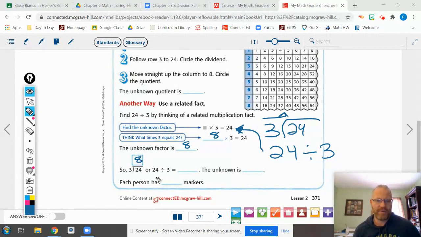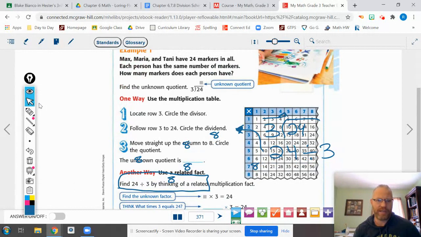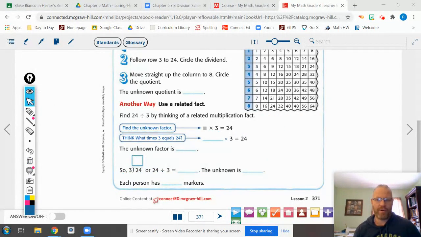So 8 goes here on top of the house as our quotient, or 8 can go after the equal sign in a division sentence. The unknown is 8. Each person has 8 markers. Pay attention to how they wrote their sentence because they restated the question. The question was, how many markers does each person have? So they said each person has 8 markers. Make sure you have the notes, and if you need these, you can pause this video to check it out.